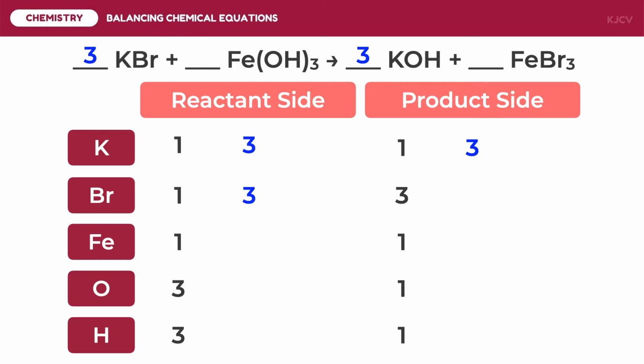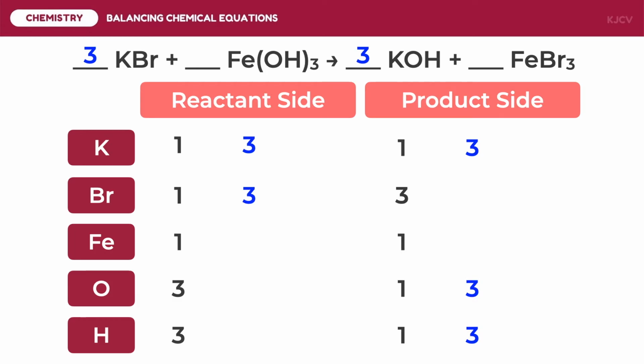Since we changed the coefficient of potassium hydroxide, oxygen and hydrogen will be affected in the product side. Thus, we have 3 oxygen atoms and 3 hydrogen atoms. This is the advantage of balancing oxygen and hydrogen at the last part. It now seems that the elements are already balanced. But let us check if we have balanced the equation correctly.